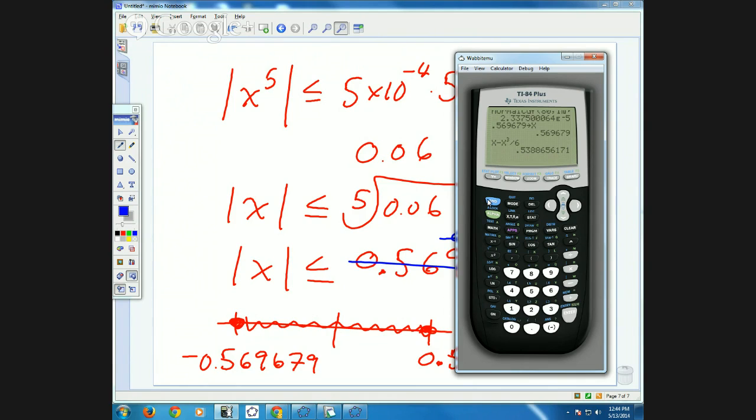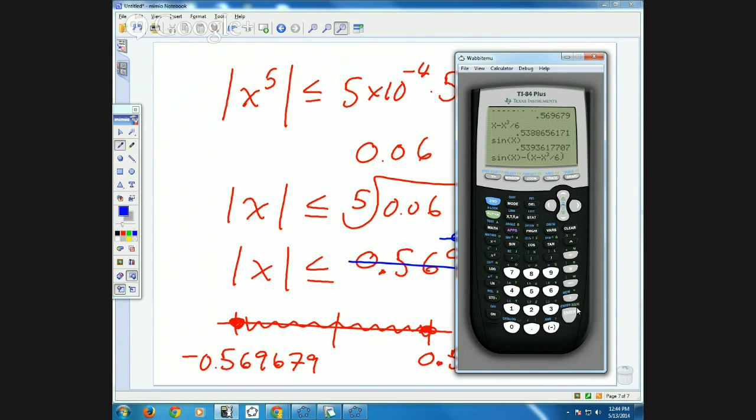Okay. Next, I'm going to calculate the sine of x for comparison. And I'm going to hope I'm in radian mode. I think I am. And I get 0.5393. Okay. Next thing I want to do is subtract those two. Which one's bigger? The second one. So I'm going to take the sine of x minus parentheses x minus x cubed over 6.